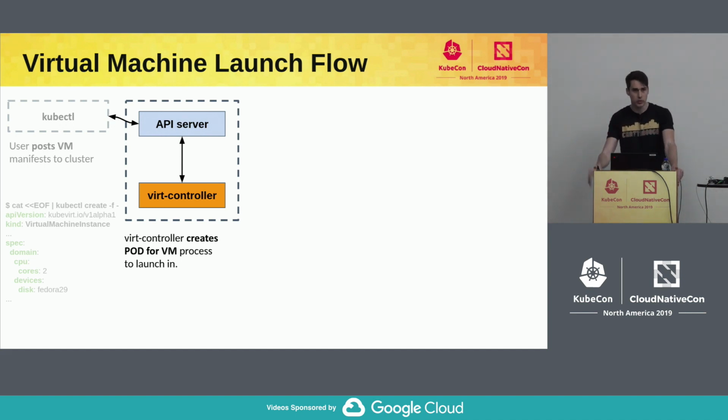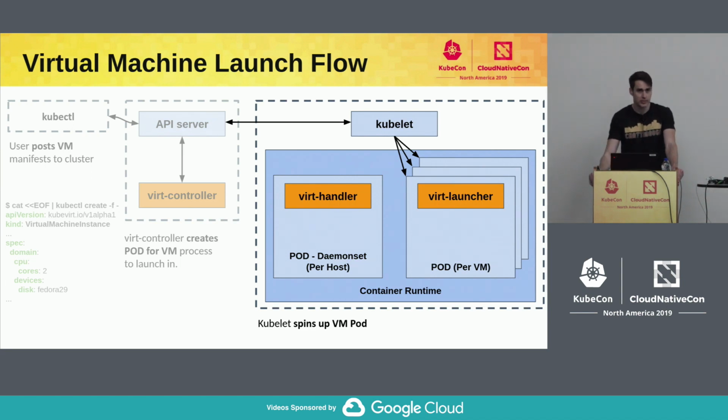So virt-controller is going to post that pod for the VM to live in. It's going to get scheduled using your standard Kubernetes scheduler. It's going to wind up on a host that has access to all the cluster resources you need. It's going to start up. And here we have two components that we need to talk about. virt-handler is a privileged daemon set that's going to exist on all compute hosts in your cluster.